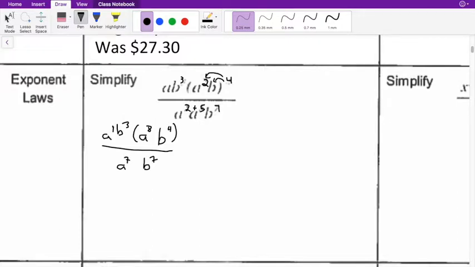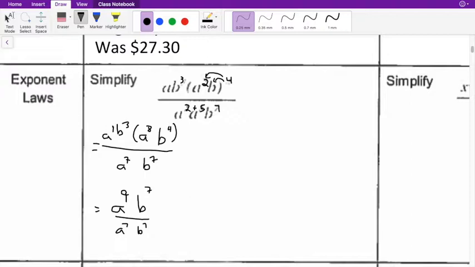Now let's continue up high here, right? So we have a multiply. So multiply is addition. So let's look at the a's. We have 1 and 8 here, and they're going to add up to 9. And we have 3 and 4, and those are going to add up to 7. And I still have my a to the 7, b to the 7.